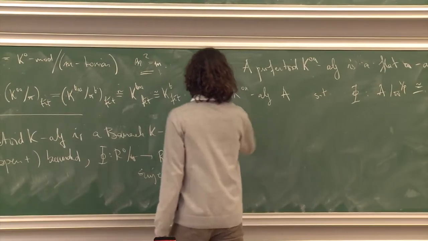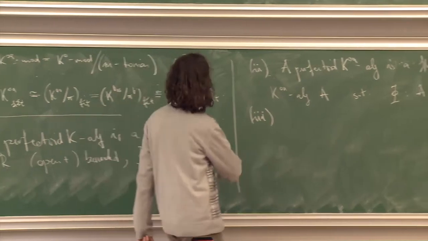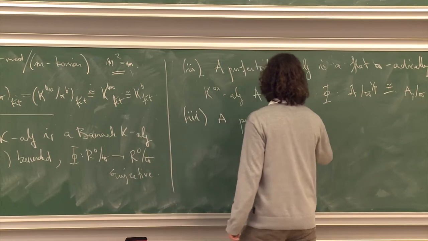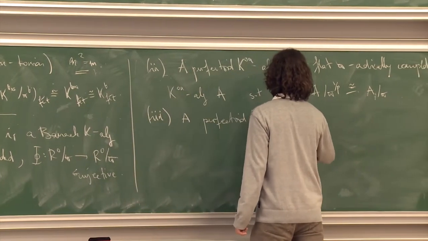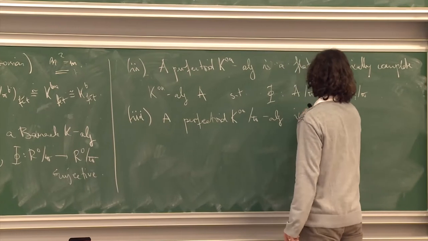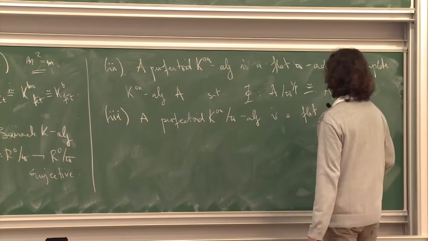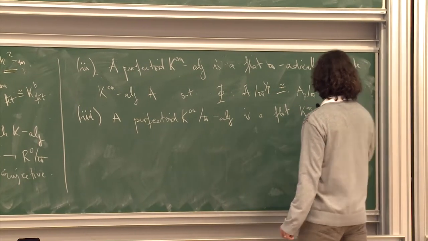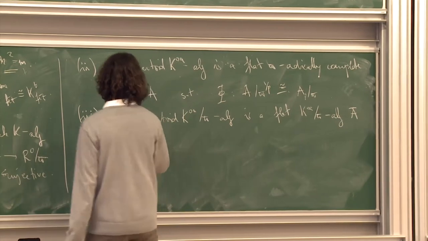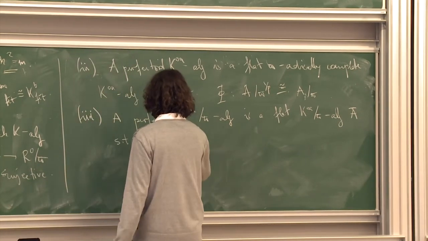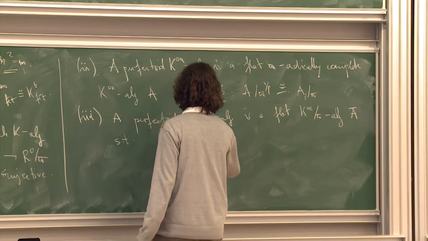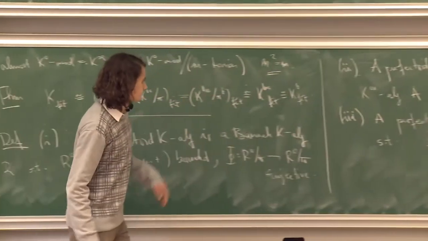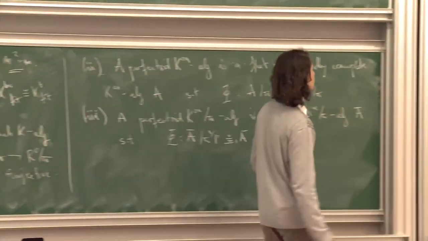And the last point, so now also the reduced version, a perfectoid K0^a mod pi algebra is a flat K0^a mod pi algebra A bar. And then we again put this condition about the Frobenius, such that Frobenius induces such an isomorphism.